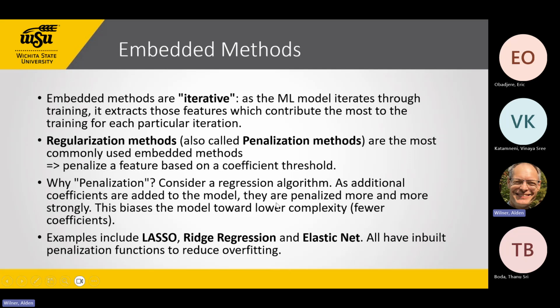So we want to bias the model towards lower complexity. Now, our three feature selection methods we're going to talk about today are lasso, ridge regression, and elastic net. Lasso stands for least absolute shrinkage and selection operator. All of these have different built-in penalization functions.